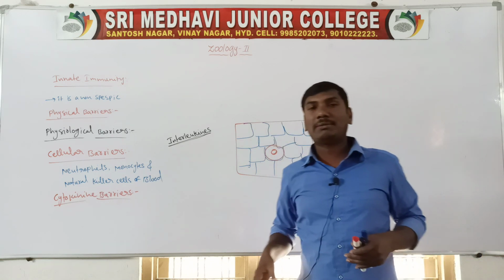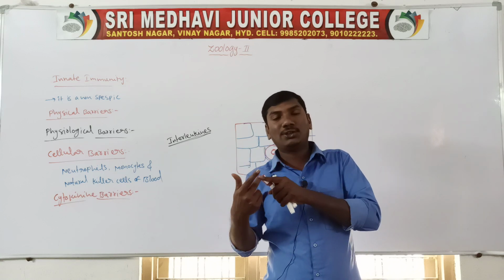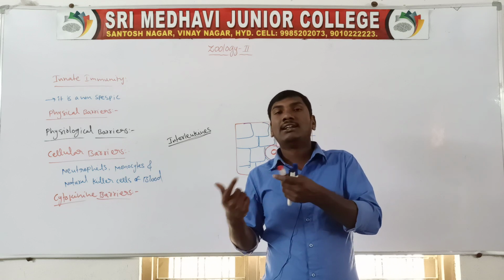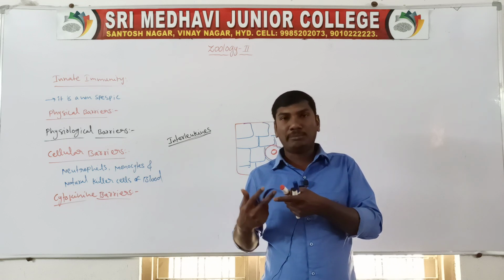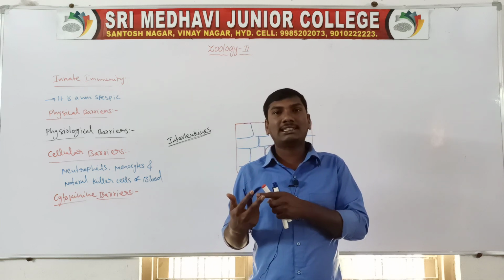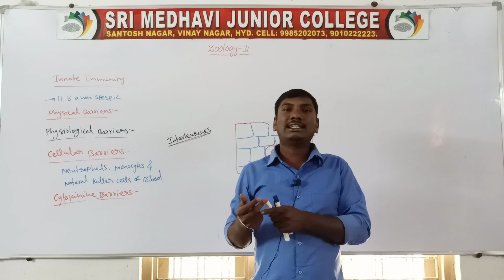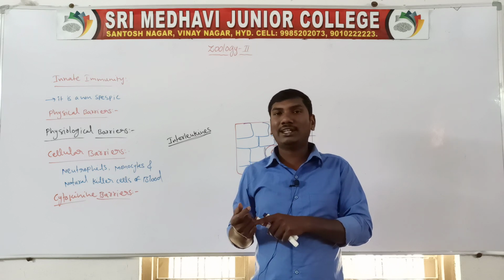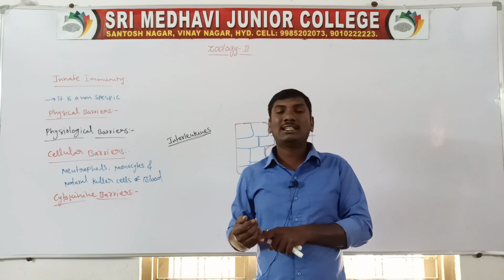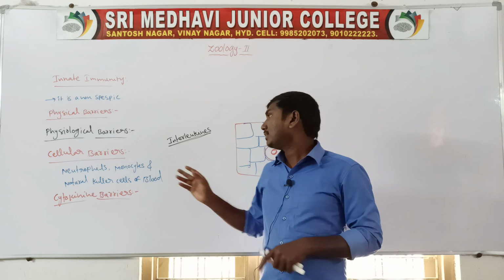The innate immunity has four types of barriers: physical barriers, physiological barriers, cellular barriers, and cytokine barriers. Physical barriers are the skin and mucous membrane. Physiological barriers: stomach contains HCl, saliva contains lysozyme, tears contain lysozyme, which kill foreign particles. Next, cellular barriers: neutrophils, monocytes, and natural killer cells.